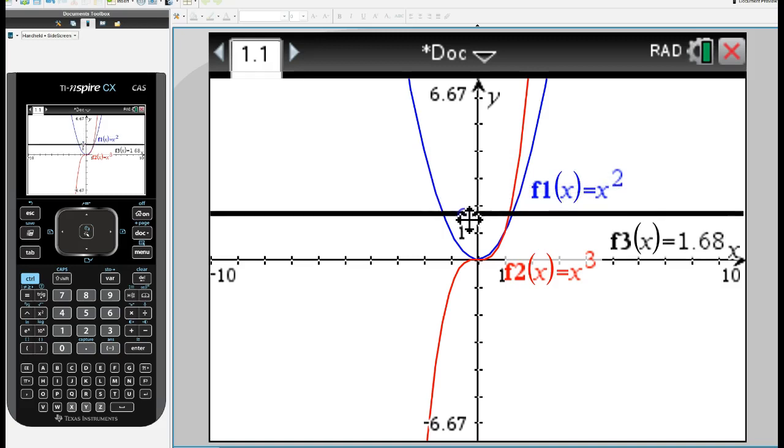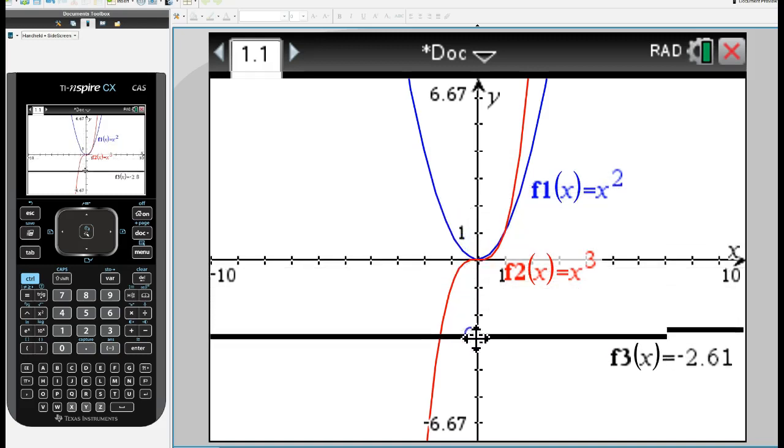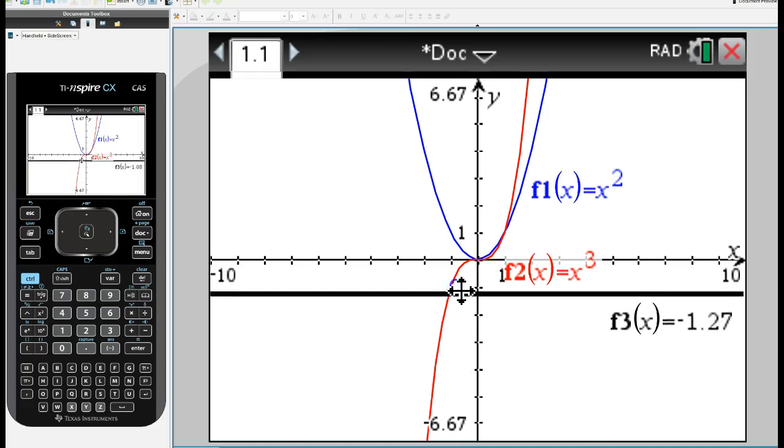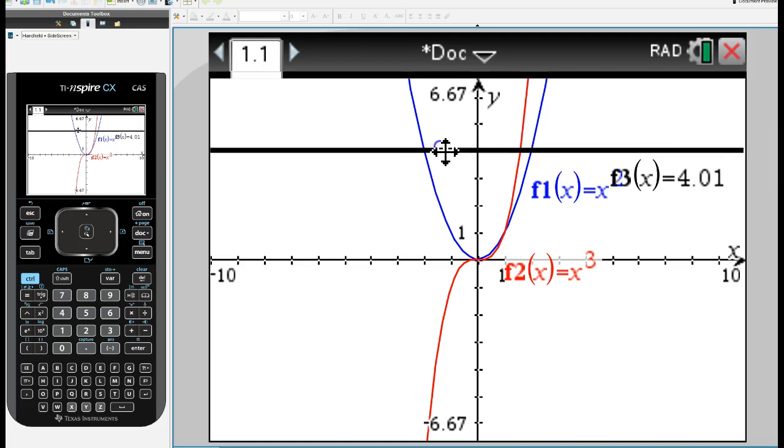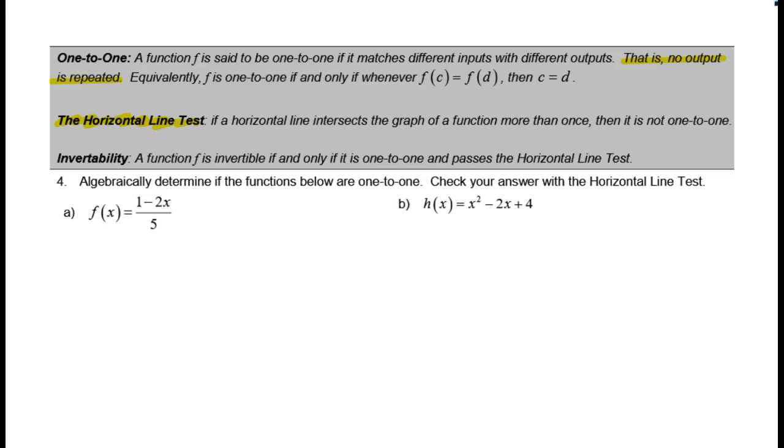So you'll notice my graph of y equals x cubed is fine, because no matter where I drag this horizontal line, it only intersects the function at one location. But the blue graph of y equals x squared, nope, it's not one-to-one because I'm intersecting at 2 different places. Okay, last but not least, we have this idea of invertibility. A function f is invertible if and only if it is one-to-one and passes the horizontal line test. So that's a fancy way of saying that a function has to be one-to-one and pass the horizontal line test in order for us to come up with its inverse.